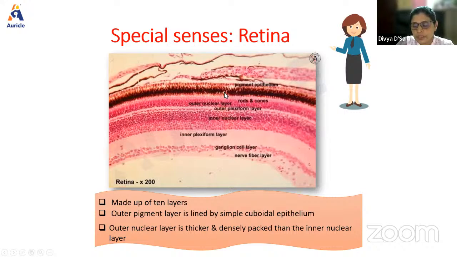Here there will be the axons, and here there will be the dendrites from this nuclear layer, the inner nuclear layer. They will be synapsing here, the dendrites of one layer with the axons of the other, and the axons of one with the dendrites of the inside. Then the inner plexiform layer, then the ganglion cell layer, and the nerve fiber layer.